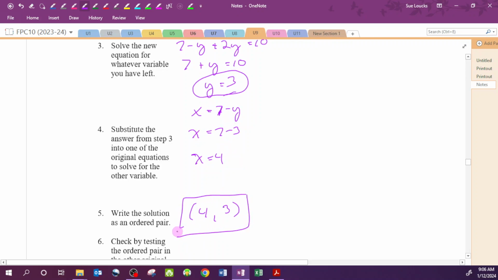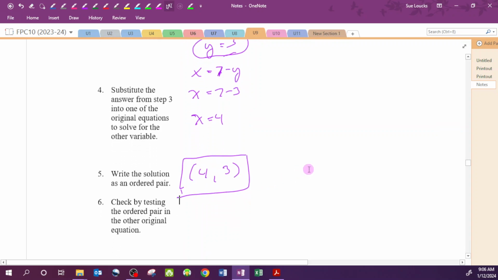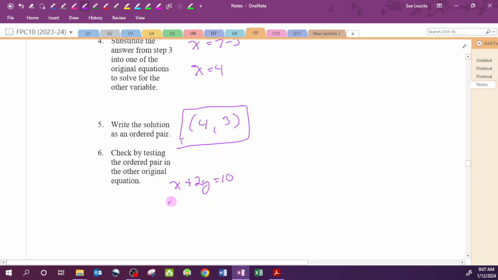But I want to check it as well. So I'm going to check it in the other equation. I found my x by using the x plus y equals 7 equation, so I need to substitute it into my other equation, which is x plus 2y equals 10. So that's 4 plus 2 times 3 equals 10. 4 plus 6, 10 equals 10. So yeah, I'm happy with that. There's my answer, okay?